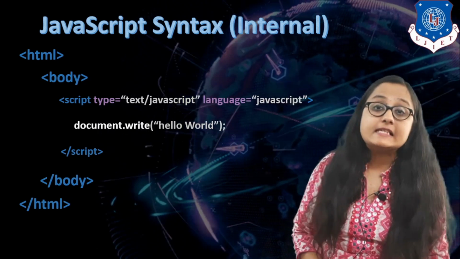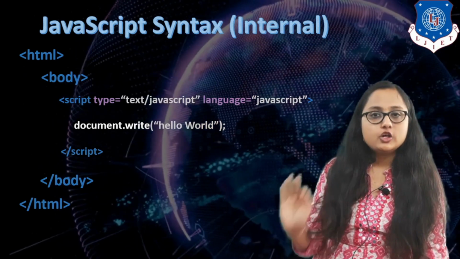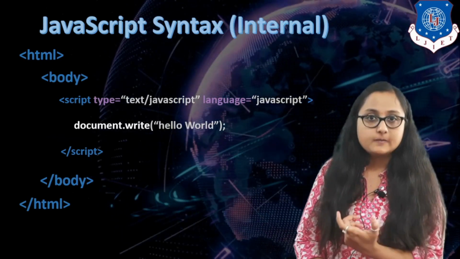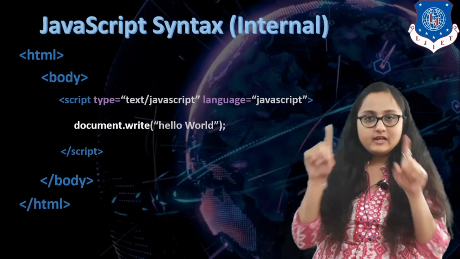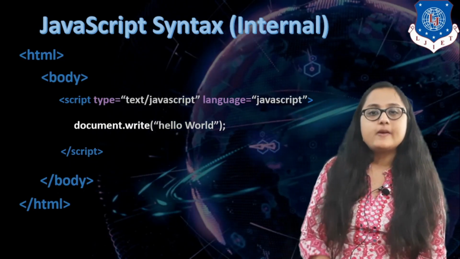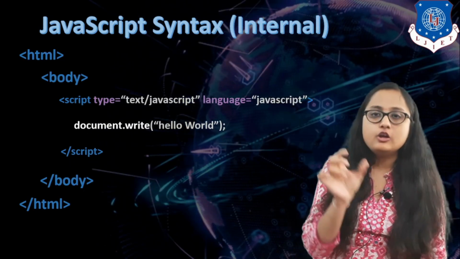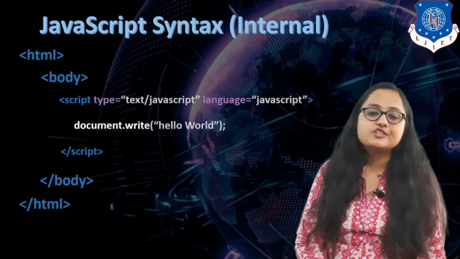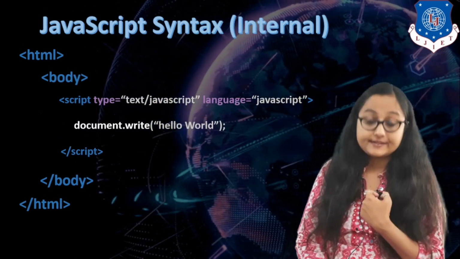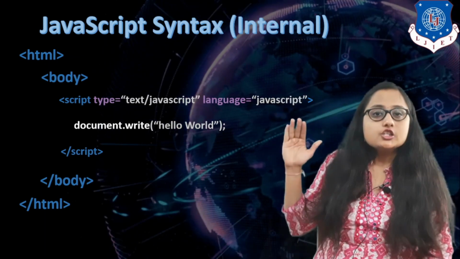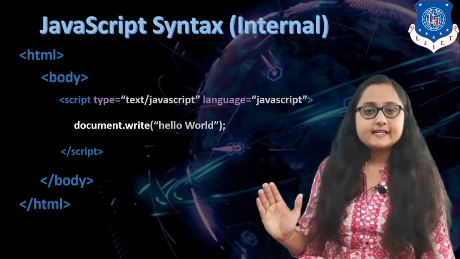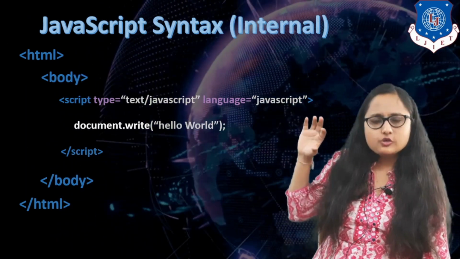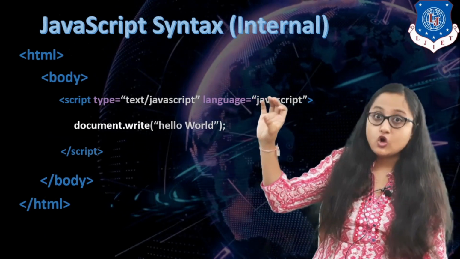So here you can see that I have written document.write, and inside that I have written in double quotation a string hello world. So when I run this code, you will have a web page, and inside this web page what will be written? Hello world will be written. So for getting an output on a web page, you may use this document.write syntax for JavaScript. So this was all about internal JavaScript syntax. If you want to use JavaScript internally, again you can write this whole script tag in your head portion also.